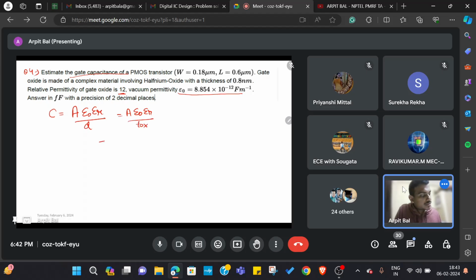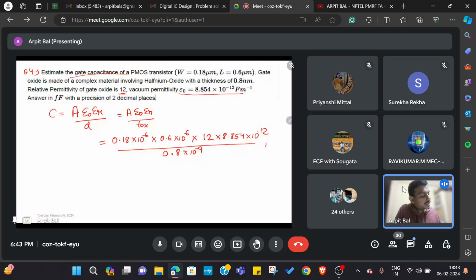Our area is going to be 0.18 micrometer into 0.6 micrometer, into epsilon r, that is 12, and epsilon naught, that is 8.854 into 10 power minus 12, by Tox. Tox is given to us as 0.8 nanometers. So this much farad. Can someone try to calculate this?